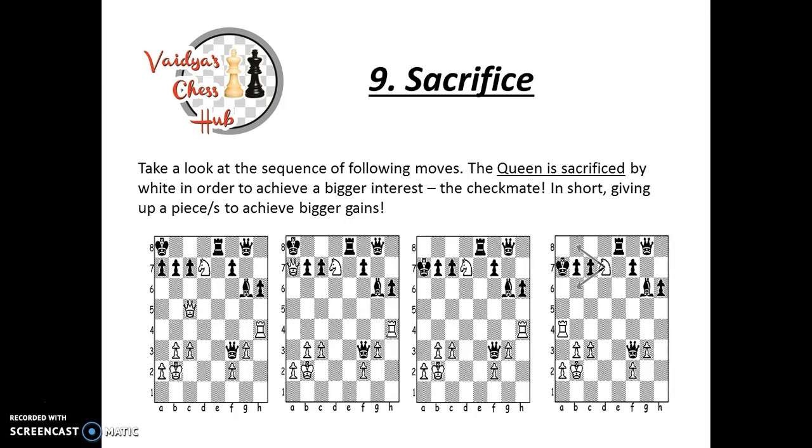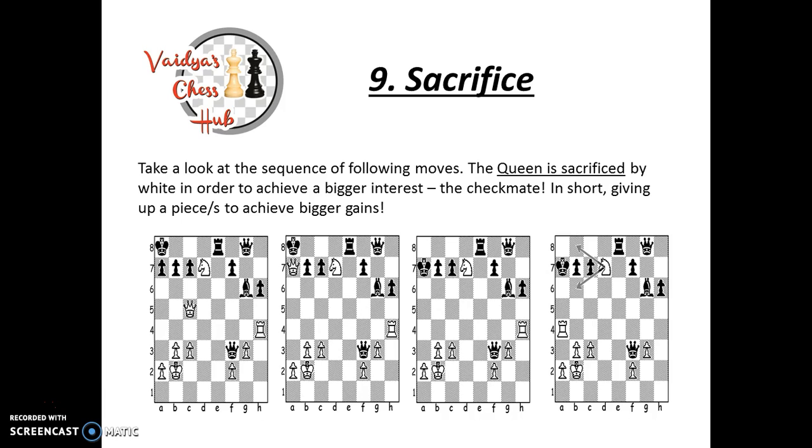Now, what is a sacrifice? The ninth term, the penultimate term that we will study. So for that, let's consider this example. Take a look at the sequence of following moves. We will look from the left to the right. It is white to play, and we'll find that white will sacrifice his queen in order to achieve a bigger interest, which is the checkmate.